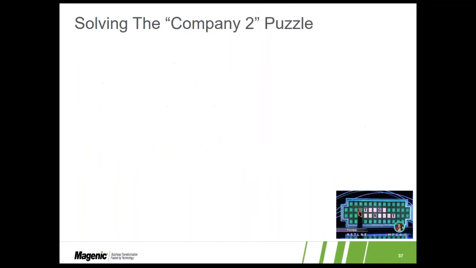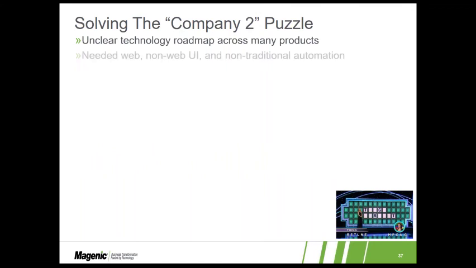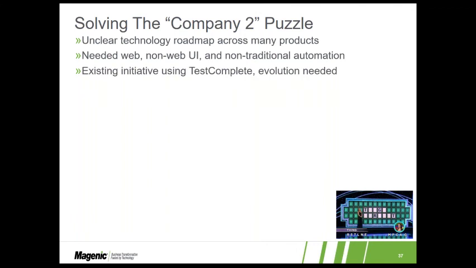For Company Two, again, we had the unclear roadmap, but it was across many, many products with many different interfaces. We needed web, non-web UI, and non-traditional automation. We had some products that were older and not created to be testable, and certainly not created to be automated. So we had to get a little creative in how we applied technology to help us do our job. We had an existing initiative using Test Complete, and we needed to do some evolution there. We were already married to Test Complete by the time I got there.